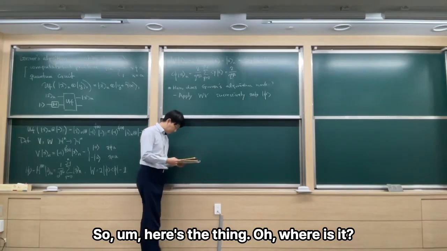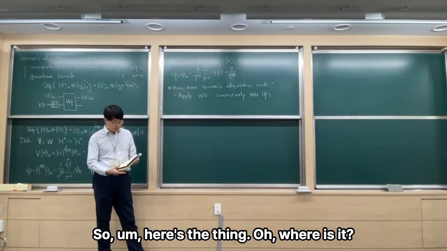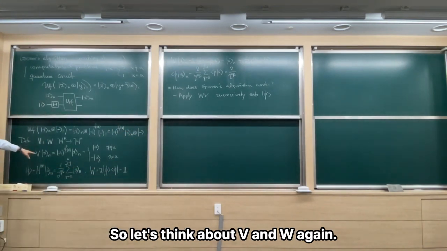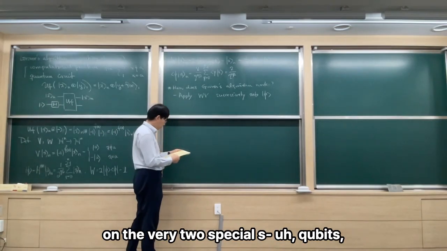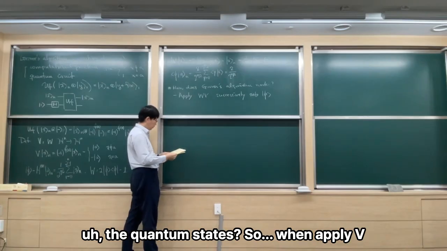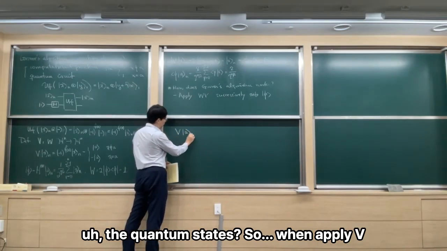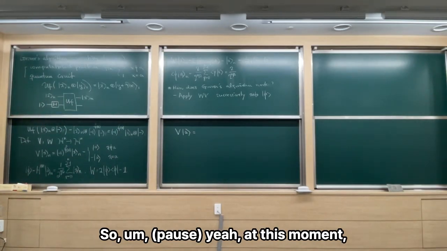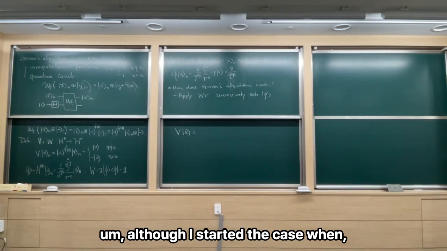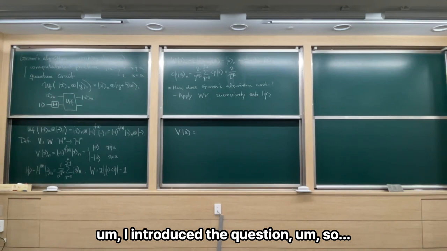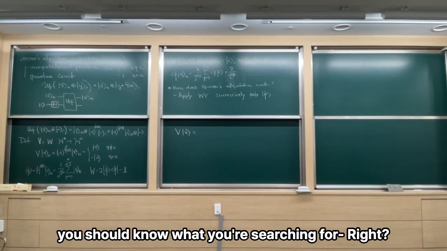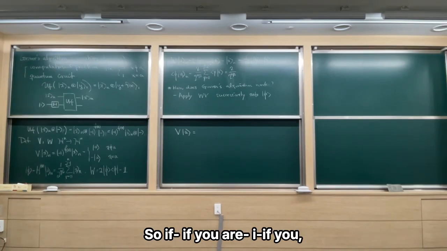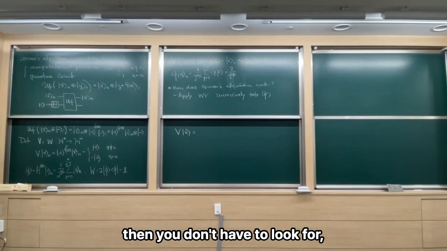So here's the thing. Let's think about V and W again. What does VW do on the two special quantum states? When I apply V onto the ket state A, A is the special case. Although I started with the case when I introduced the question, so you should know what A is. You should know what you're searching for, right? But it's a tricky question. If you know what you're looking for, then you don't have to search for that item.